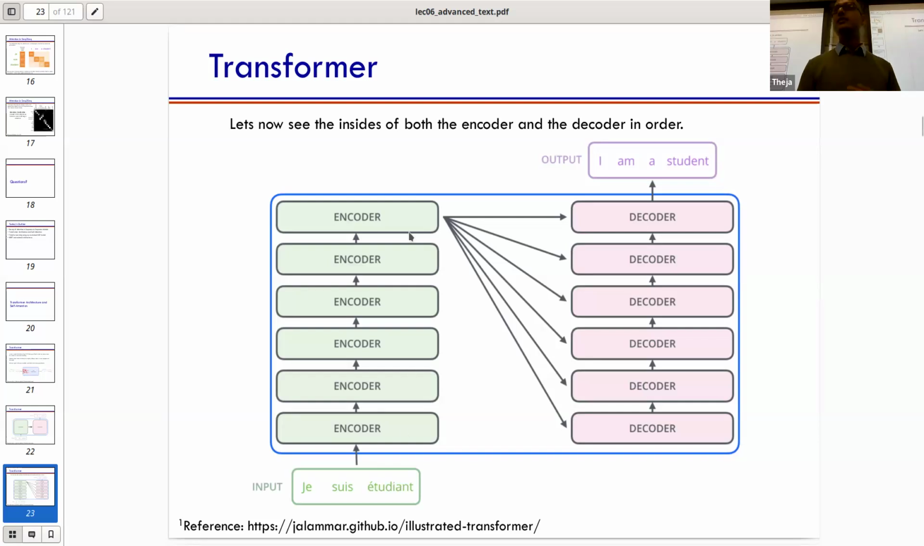But the number of encoders is 6. That means the number of encoders has nothing to do with the sentence length. The sentence length could be 10 words or 20 words, but the number of encoder units is going to be the same. It's going to be some fixed predetermined choice when you're defining the model. Similarly, on the decoder side, there'll be some fixed number of decoders.